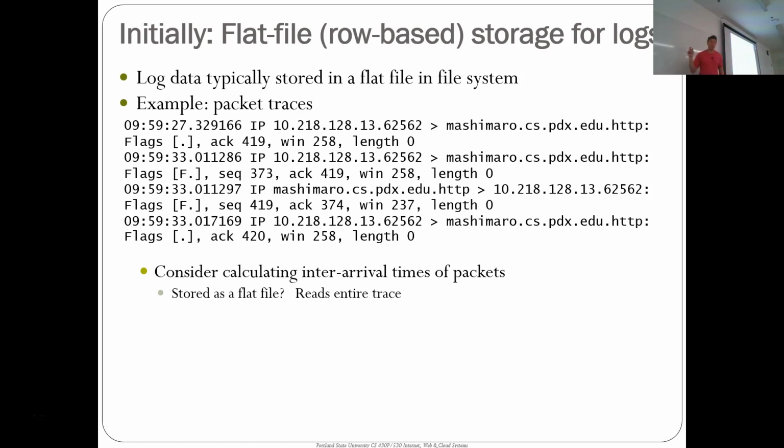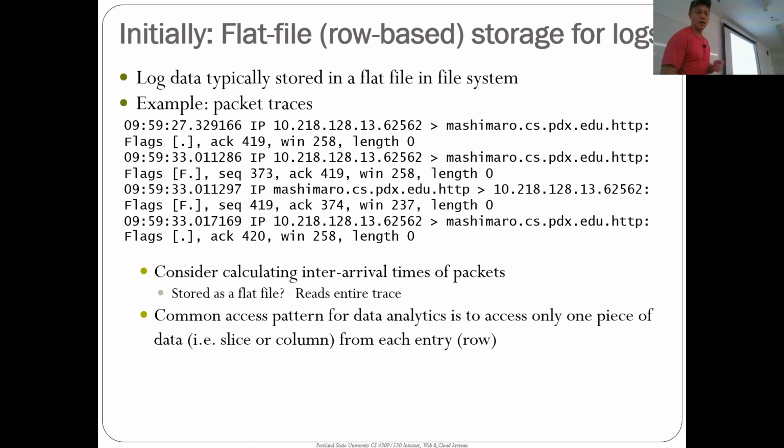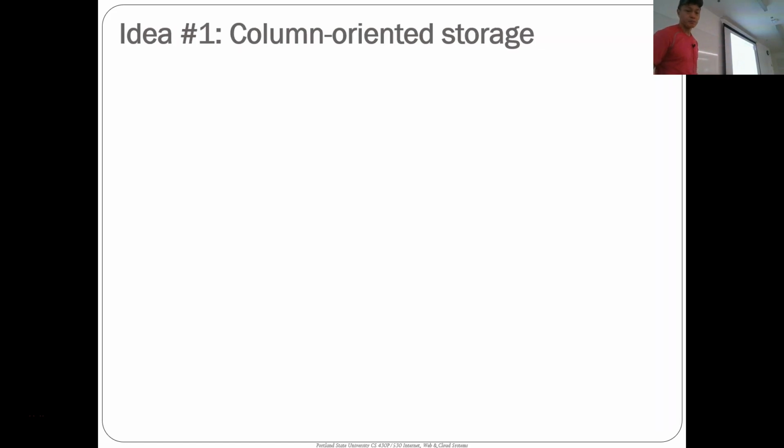Okay, so that's the problem. And this is a common access pattern for data analytics. If you're interested in user behavior, like what is the inter-click time of users, you don't want to download everybody's click history, right? You don't want to have to access all the fields that are collected. You're very specifically interested in inter-click time. You only need one piece of that entry for everything that you do.